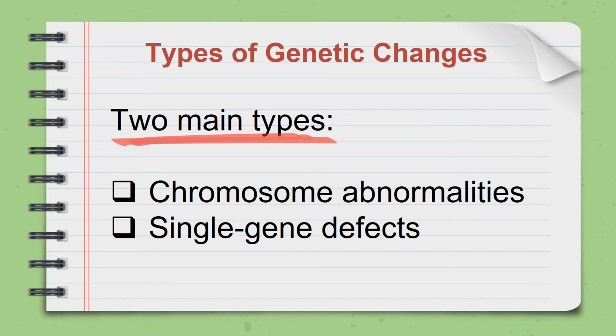The human body has about 20,000 different genes in each cell. So each gene has a specific function. Now, when a gene or chromosome is abnormal, it may cause health problems in the body. So there are two main types of genetic changes: the chromosome abnormalities and the single gene defects.